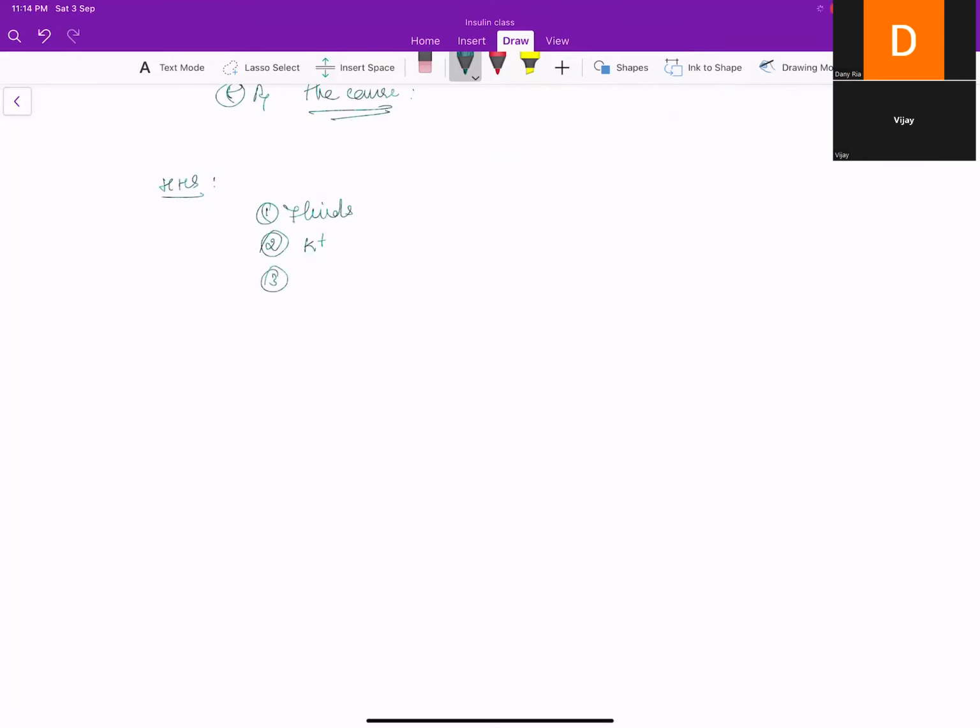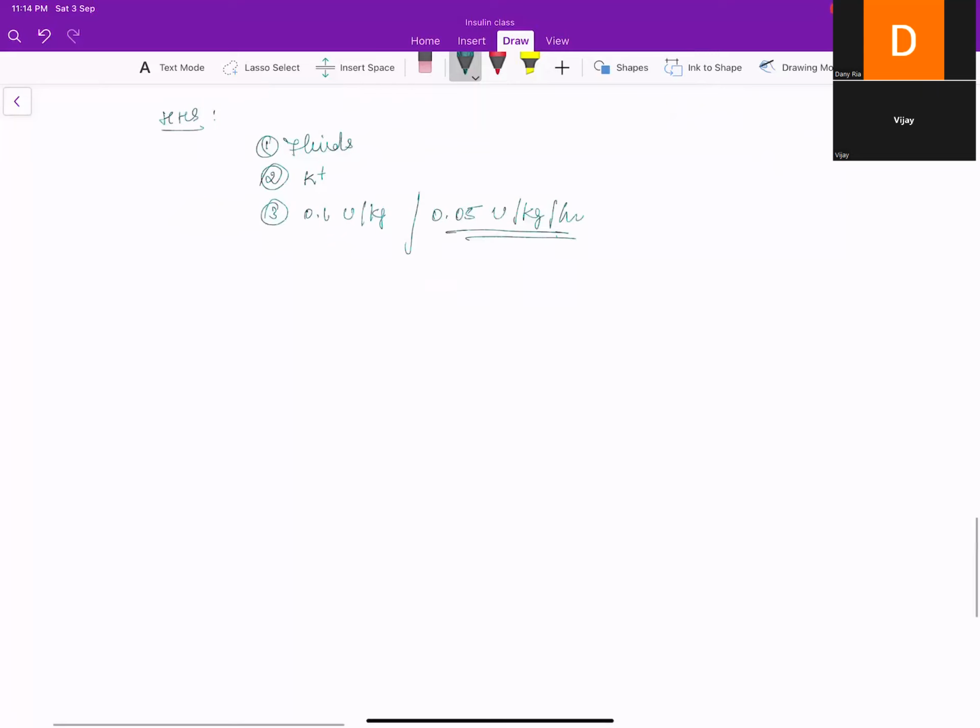Here, in HHS also you give insulin, same thing, 0.1 units per kg stat, but the dose of insulin infusion will be 0.05 units per kg per hour. Because the fall here will be rapid. DKA will take a long time to correct. The sugar will be very resistant to fall in DKA, whereas in HHS it will fall very rapidly. So the infusion dose will be half that in DKA.